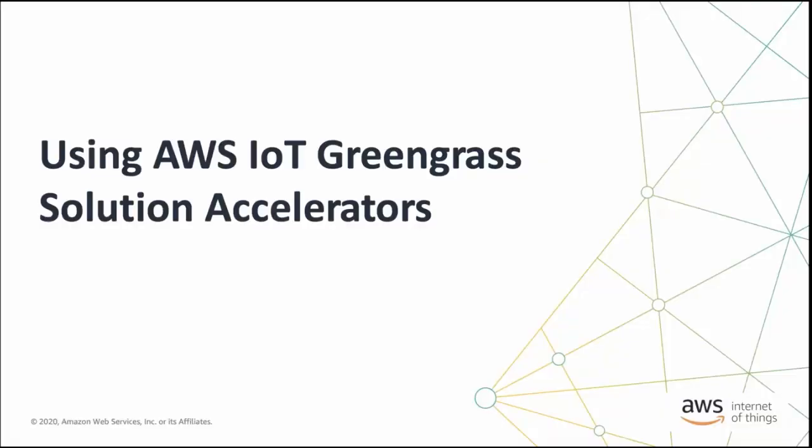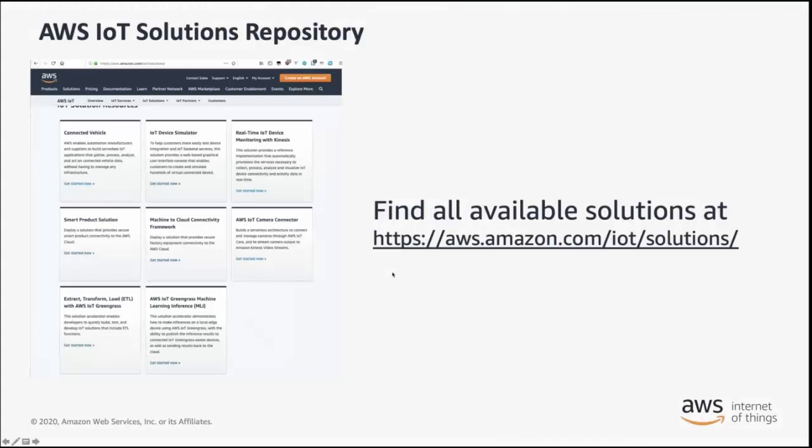All right, now with Greengrass, as Gavin mentioned, the edge side, and AWS IoT Core, the cloud side, let's look at the solution accelerators. The solution accelerators can be found in the IoT solutions repository. The URL is provided in this slide. The ETL, the extract, transform, load accelerators, and the machine learning inference accelerators are part of the solutions repository.